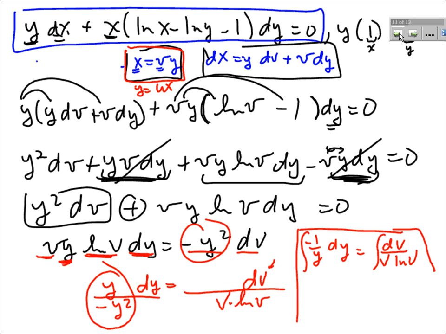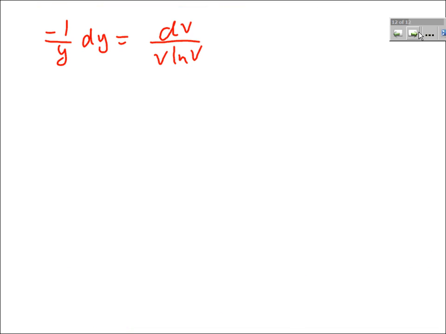We have negative 1 over y dy, and I think the other side was dv over v times ln of v. Make sure. Okay. I'm going to integrate both sides. And we integrated this left side many times, possibly with different letters, but nonetheless, we get ln of c over y.